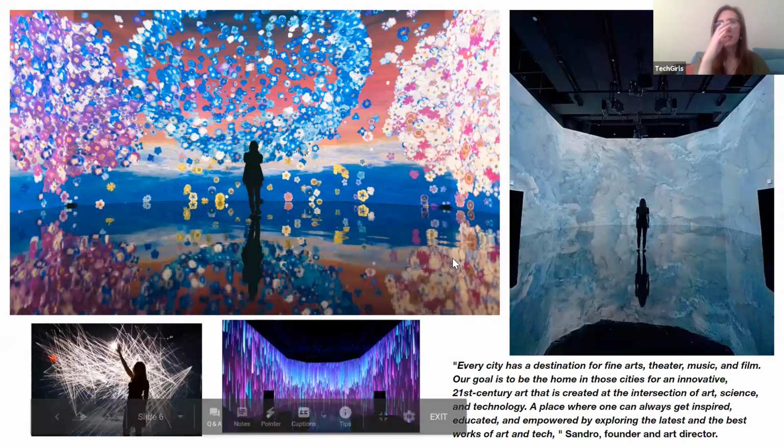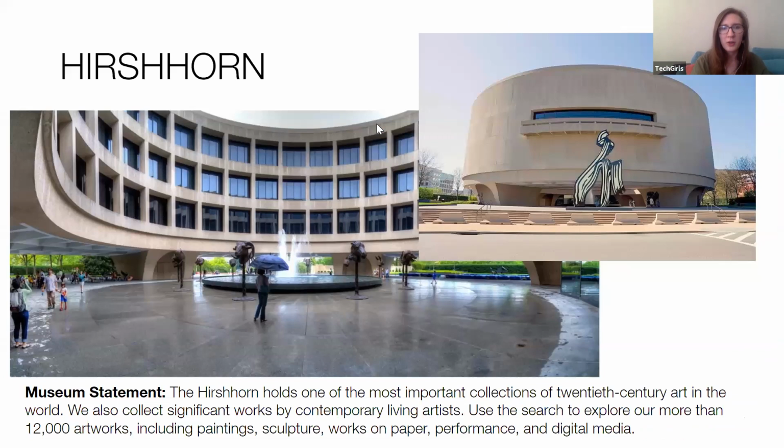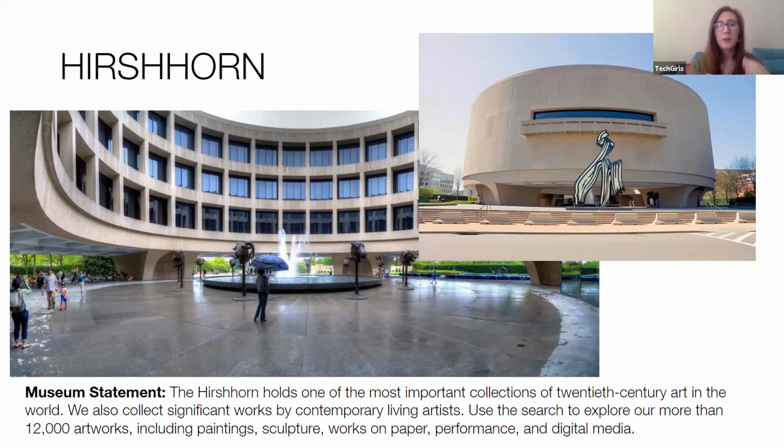But I want to move on to the next one, which some of the examples will be a bit similar, but this is the Hirshhorn. So once again, they have an amazing collection of 20th century art as well as 21st century, as we'll see. Again, they have over 12,000 works of art, but it spans not just digital media, but painting, sculpture, works on paper, and performance.